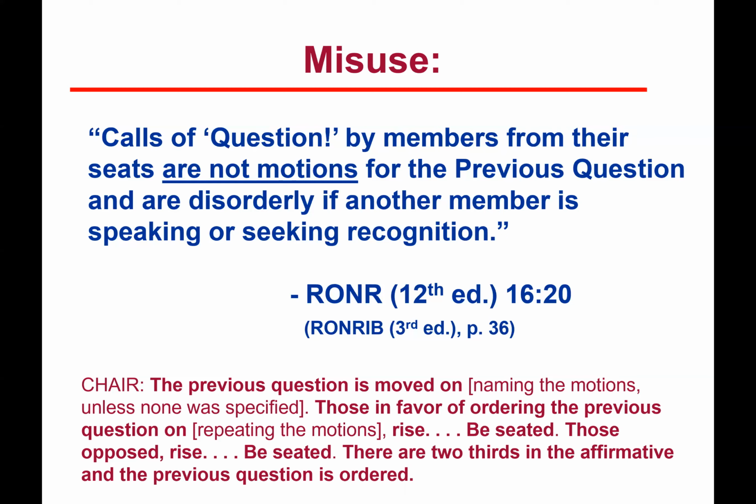Those in favor of ordering the previous question on those motions rise so that the chair can look, all right, and then be seated. Okay, those opposed rise. The chair can look, be seated. There are 2/3 in the affirmative, and the previous question is ordered. Or there are not 2/3 in the affirmative, and so the previous question is lost or fails.